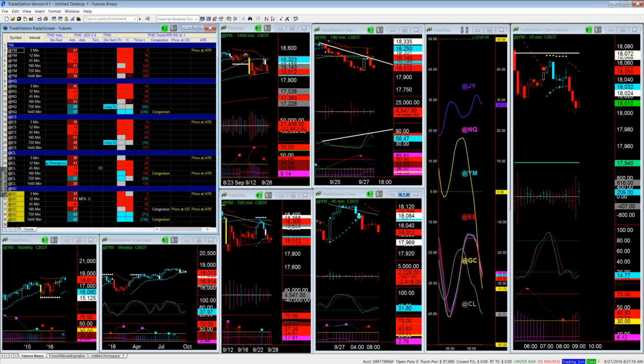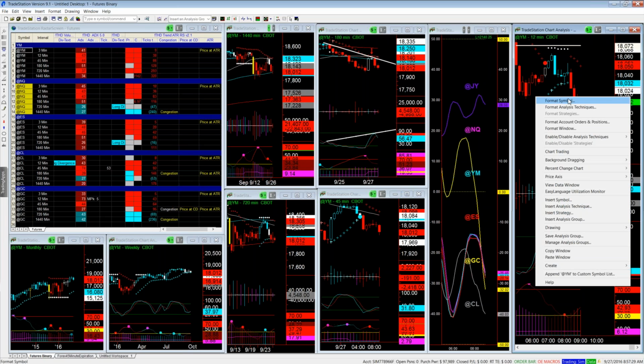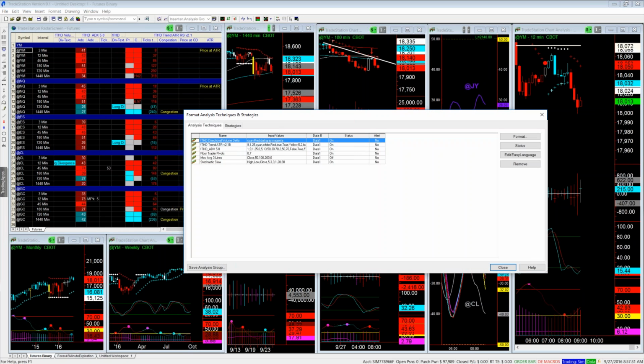Now again, this is one that's in the middle of nowhere. Okay. Yeah, they're called floor trader pivots. It's in TradeStation. It's floor trader pivots.